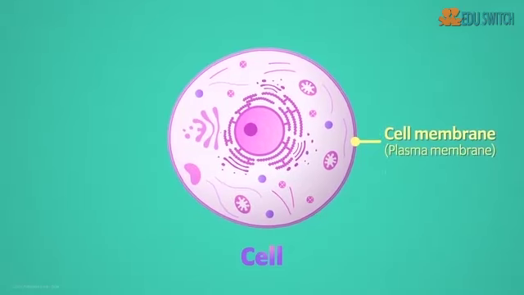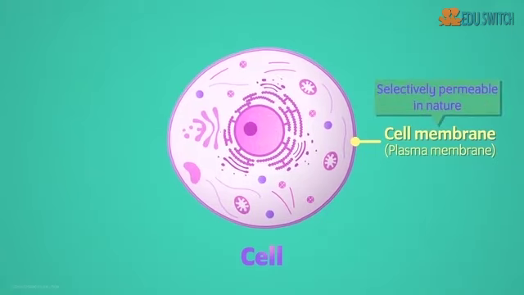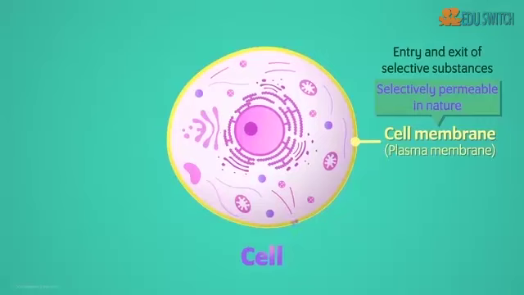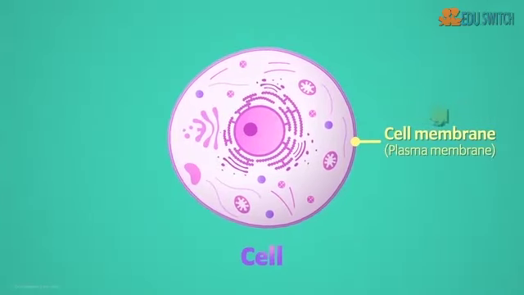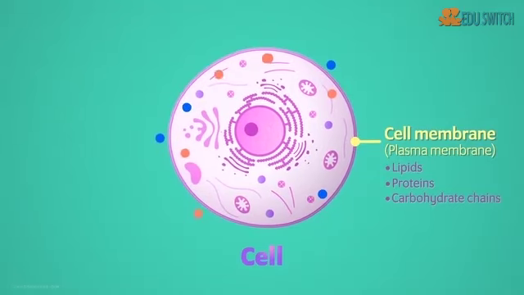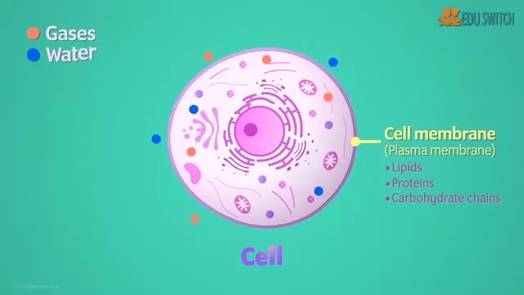In our previous video, we have learned that the cell membrane is selectively permeable in nature. That is, it only allows specific materials to enter and leave the cell. Any guesses what is the plasma membrane made up of? The plasma membrane is made up of lipids and proteins and also has some carbohydrate chains. There are two things that freely move in and out of the cell. Those include gases and water.